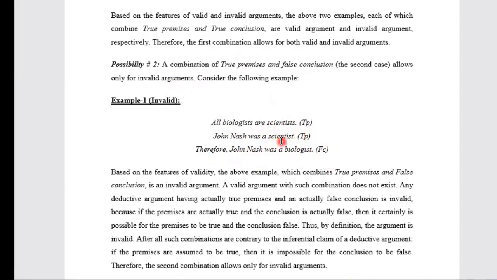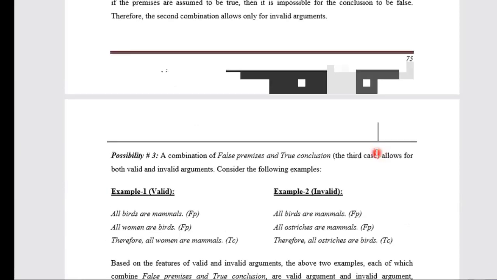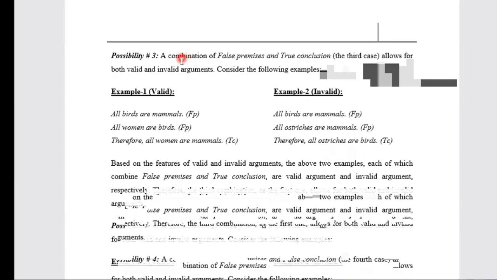I have told you why it becomes invalid. If we have true premises and a false conclusion, it's always invalid. The third possibility is when we have false premises and a true conclusion. Look here, the valid deductive argument of the third possibility.